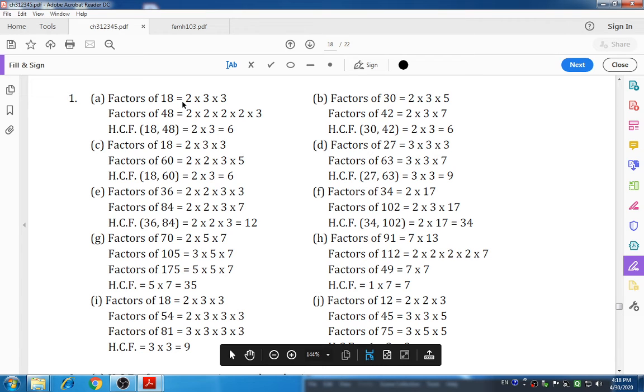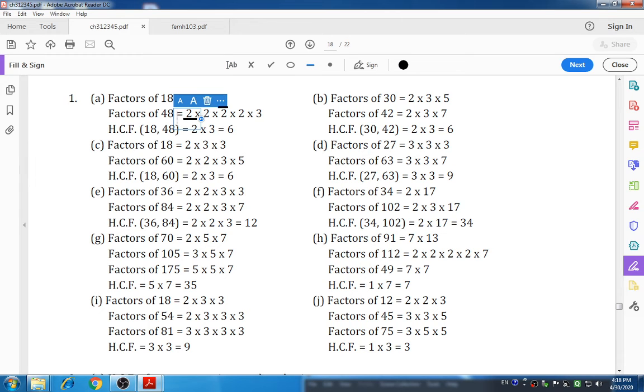Factors of 18 is 2 into 3 into 3. Factors of 48 is 2 into 2 into 2 into 2 into 3. Okay, the common factor is this 2, then this 3 with this 3. Okay, as like that, this 2 and 3 on multiplying we get 6. So 6 is the HCF of 18 and 48.